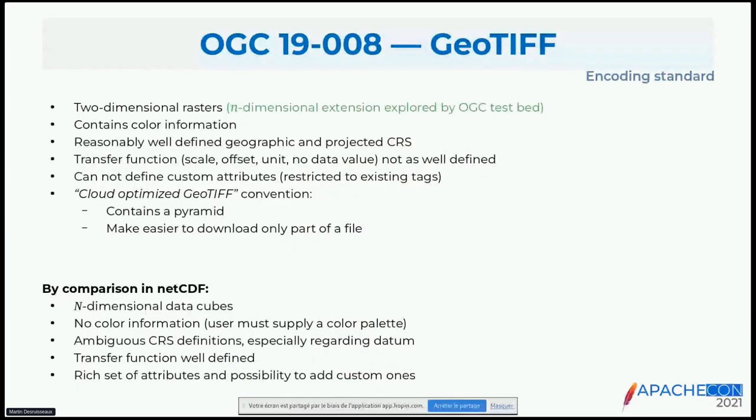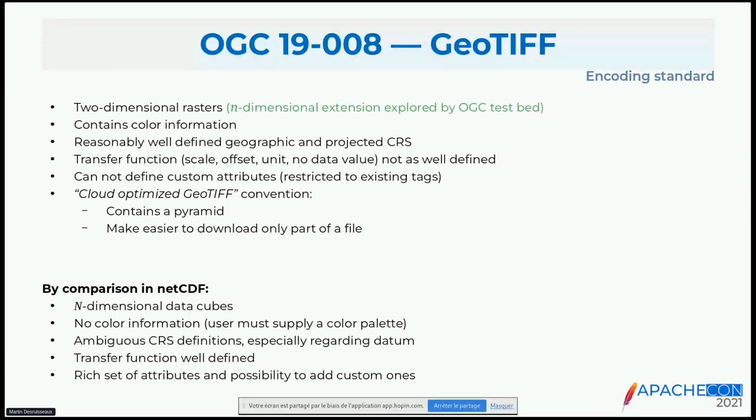GeoTIFF, a screenshot will be basically the same thing that what we saw before, so I am not showing. Just making a comparison of why we have different formats and what are the pros and cons of each format. So each format has a strong point and a weaker point. GeoTIFF is very good for visualization. It's a little bit more difficult for scientific data. It can be used for scientific data, but it's not as natural as netCDF, for example.